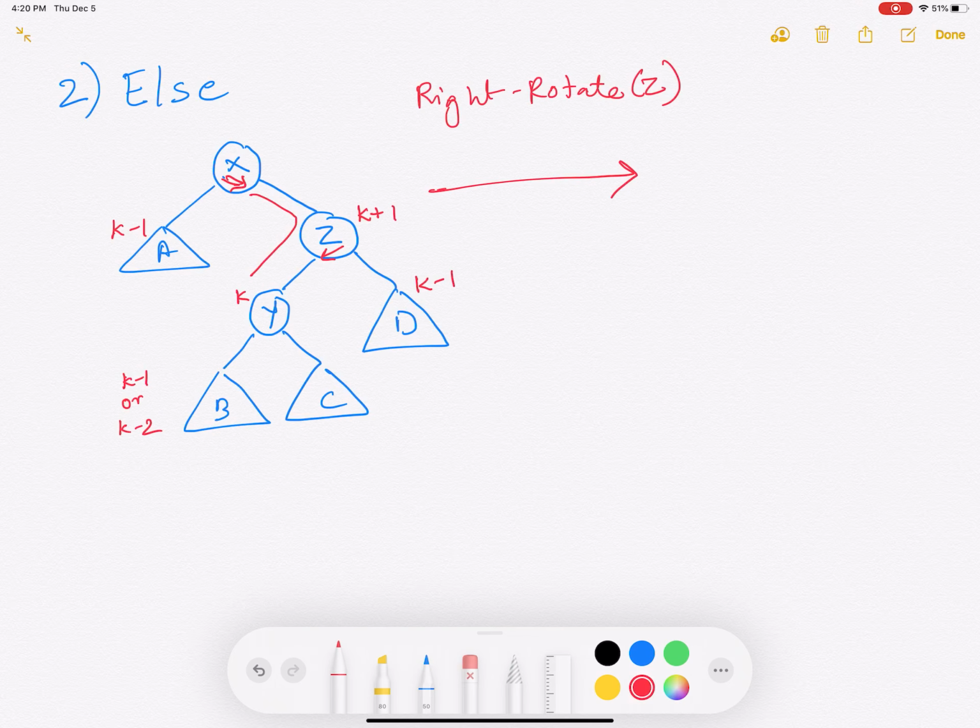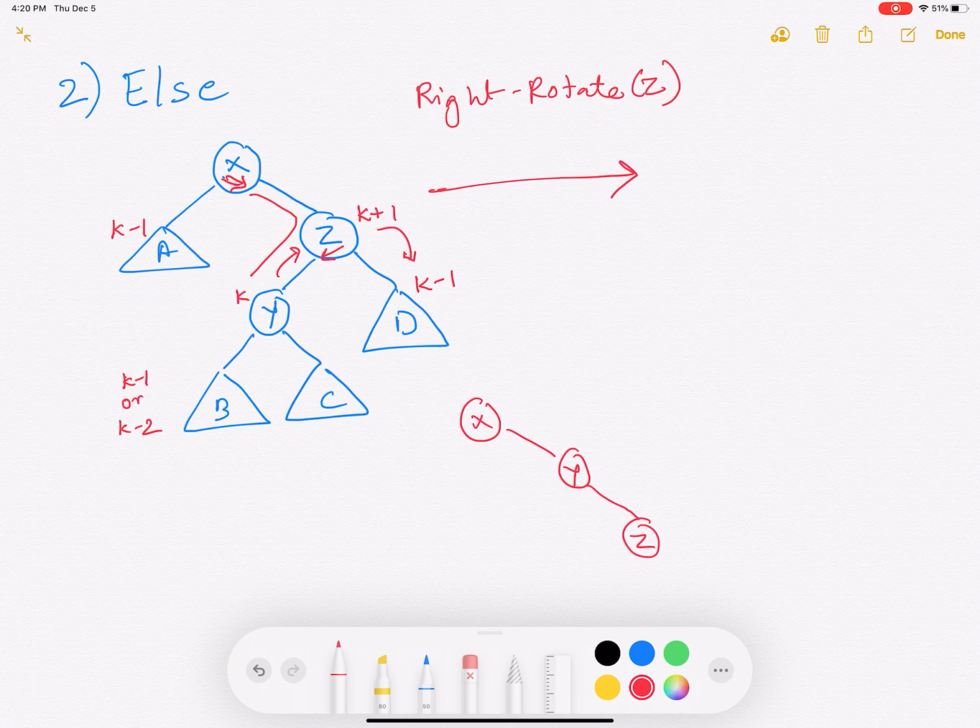If you right rotate z, z is going to come down like this, and y is going to move up like that. So you'll have x, y and z in a straight line. It'll look something like this. And we'll understand this better when we look at a concrete example.